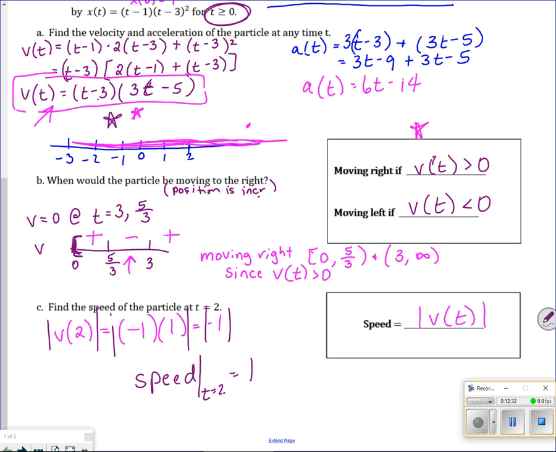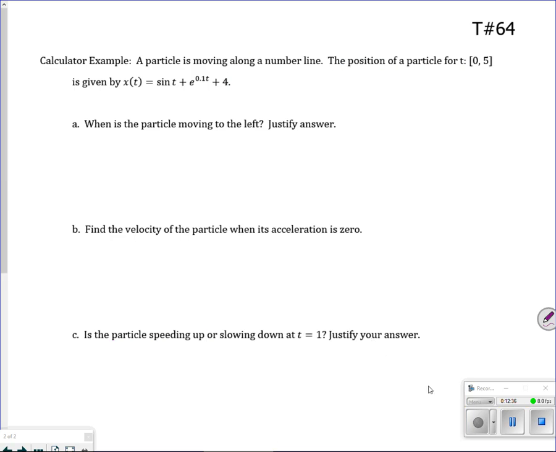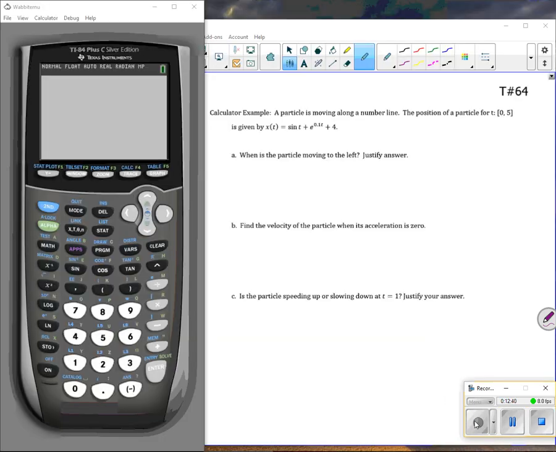All right, so the next one involves a calculator. So let's get a calculator for us. This is a calculator example, and we have to remember the buttons we use in order to do that. It says a particle is moving along a number line. The position of the particle for t going from 0 to 5 is given by that position formula. When is the particle moving to the left?